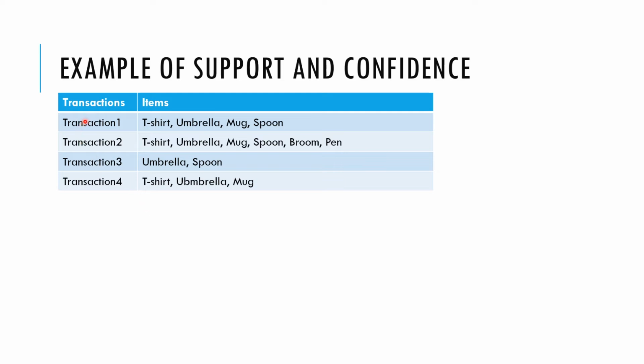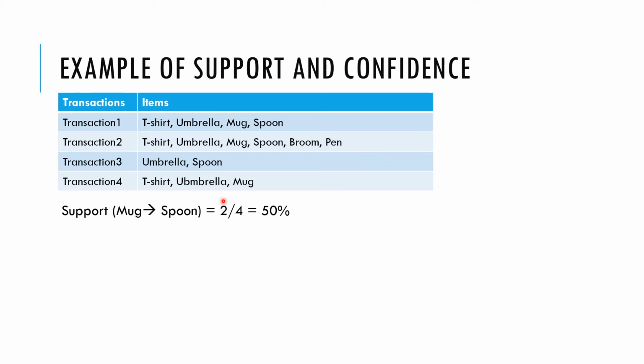So let's see. This is one example here. I've just created random data. Transaction 1: t-shirt, umbrella, mug, spoon. Transaction 2: t-shirt, umbrella, mug, spoon, broom, and pen. Third transaction: umbrella, spoon. And transaction 4: t-shirt, umbrella, mug. So we want to calculate the support for mug as antecedent and spoon as consequent.